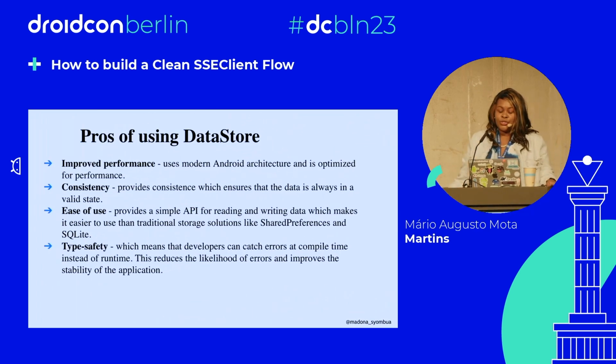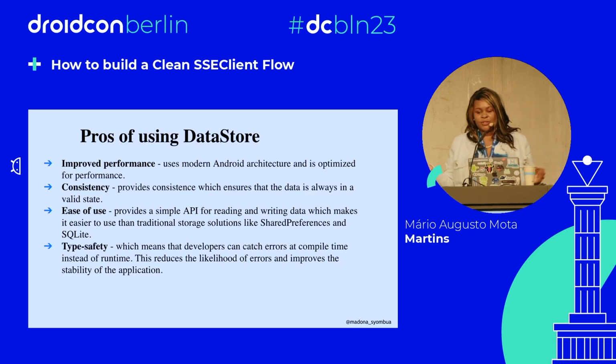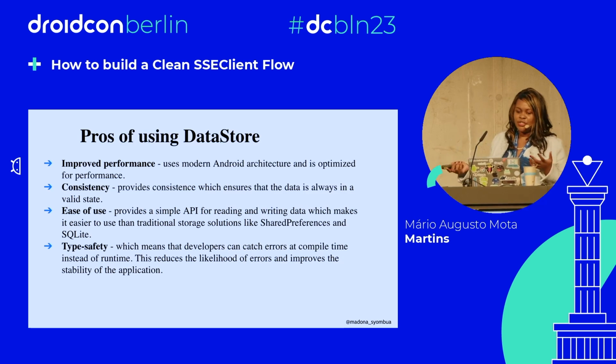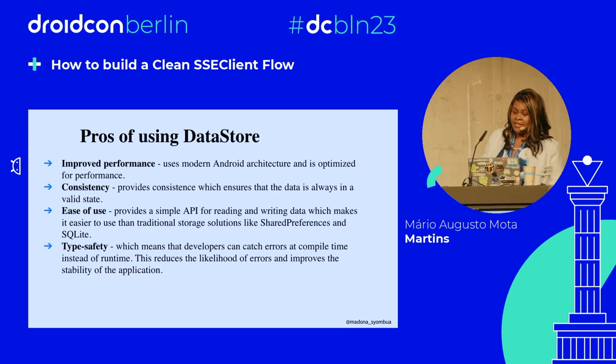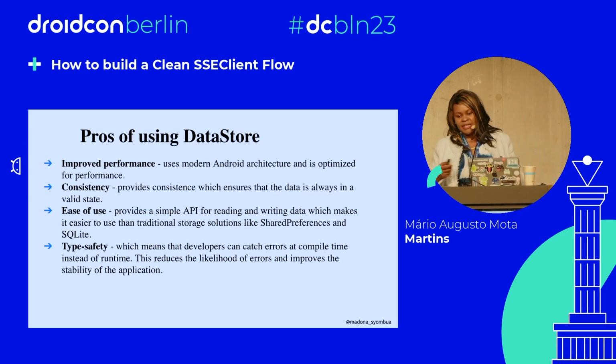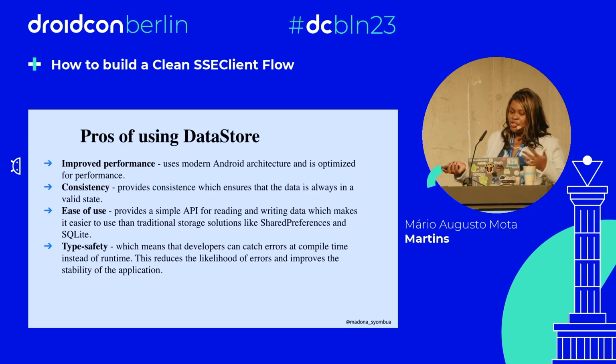Now, I did compile a slide where I talk about the pros of using Datastore, just to convince anybody that's using shared preferences. Number 1, it has improved performance. When you're using the modern Android architecture, it's optimized for performance. There's consistency, which ensures the data is always in a valid state. There's also ease of use: it provides a simple API for reading and writing data, which makes it easier to use than traditional storage like shared preferences and SQLite.